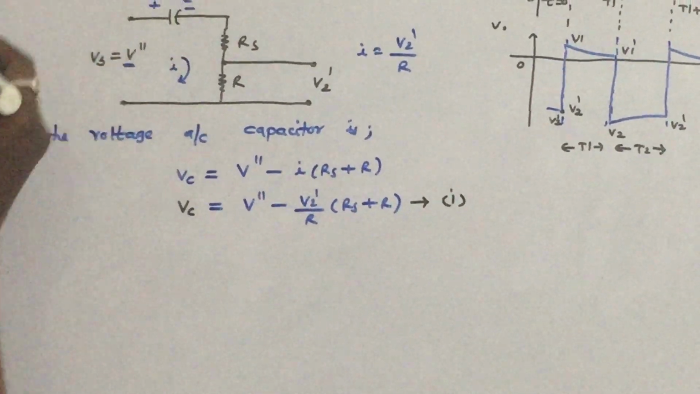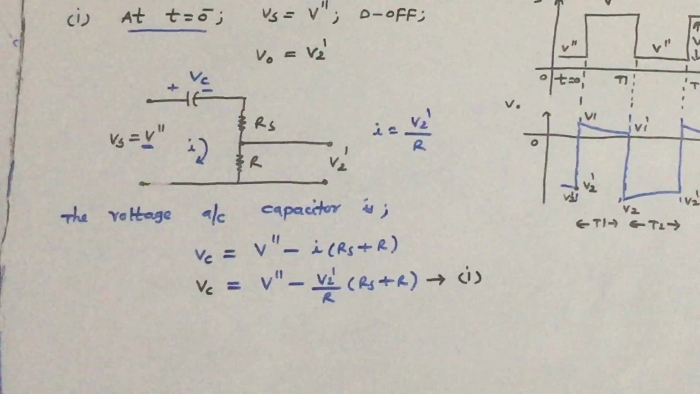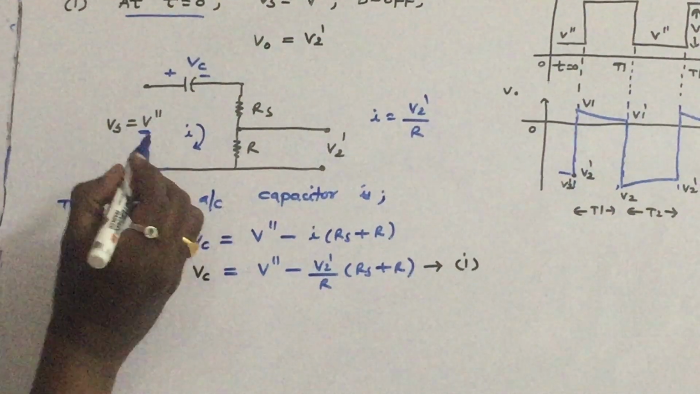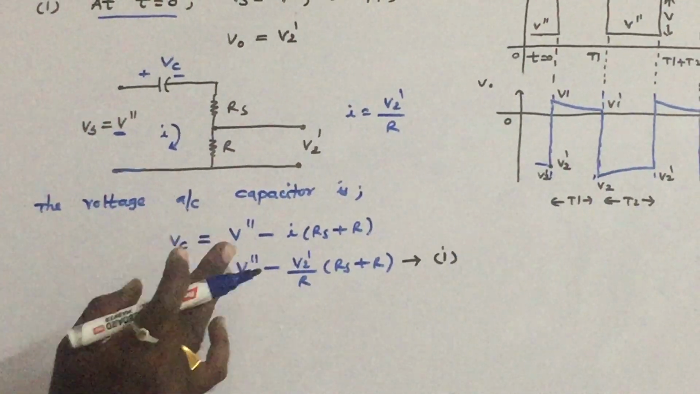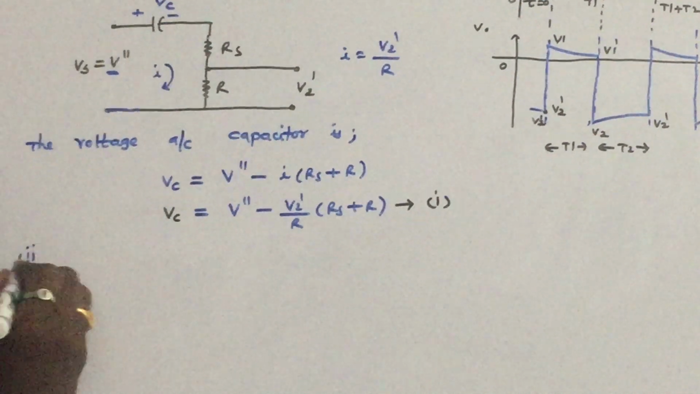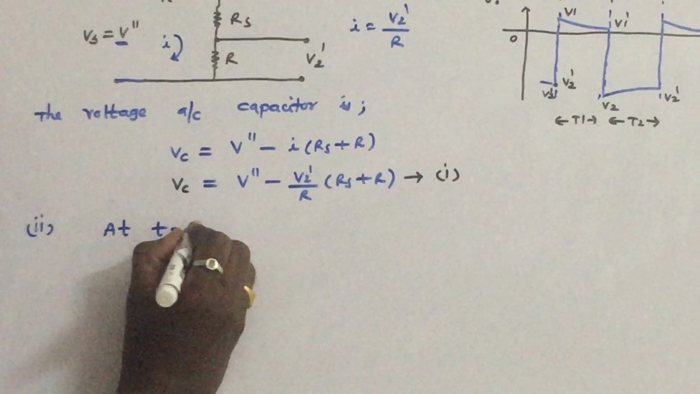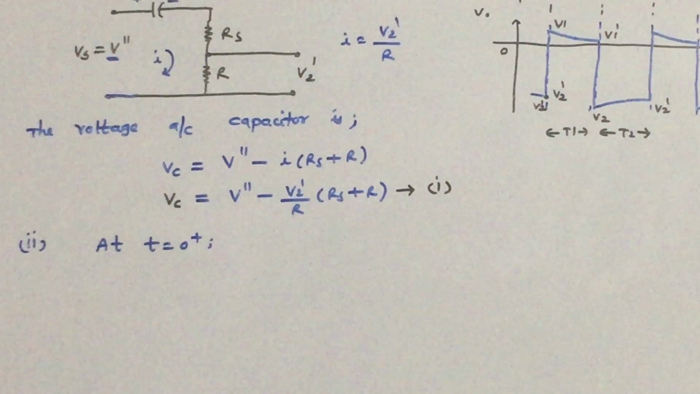So let us take the second case. Remember what our objective is. Our objective is to derive the steady state values V1, V1 dash, V2 and V2 dash. So that is what I am doing here. Now the second case, at t is equal to 0 plus, that is immediately after t is equal to 0.